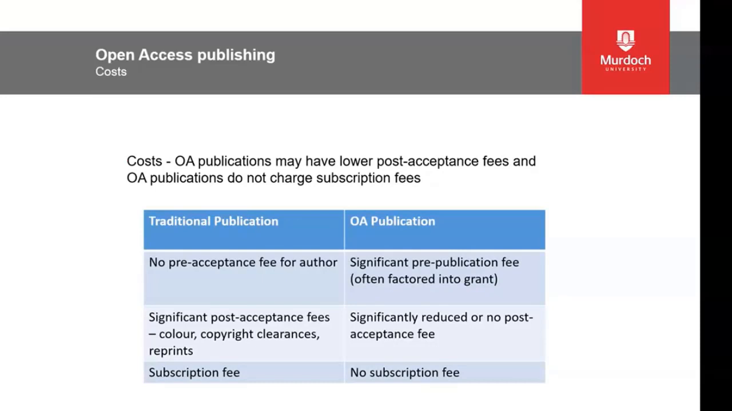The cost structures differ between open access and traditional publishing. In traditional publishing, there are no pre-acceptance fees for authors, but authors may have to pay significant post-acceptance fees for colour, redrawing of images, copyright clearances, reprints, etc. And at the consumer end, libraries and individuals pay subscription fees. By contrast, in open access publishing, authors pay a significant pre-publication fee, but post-acceptance fees are reduced or non-existent.